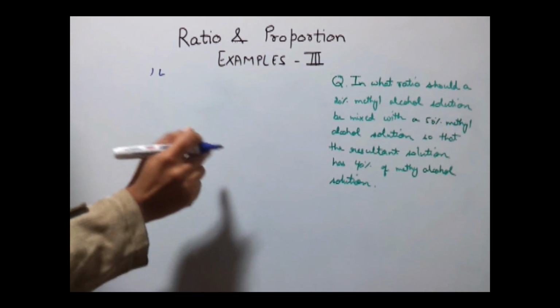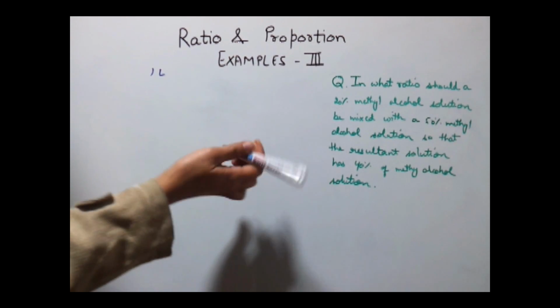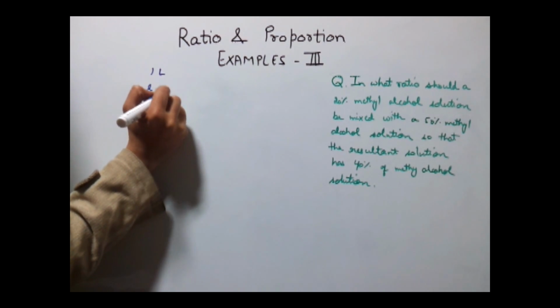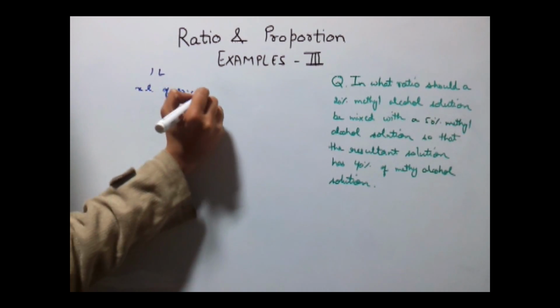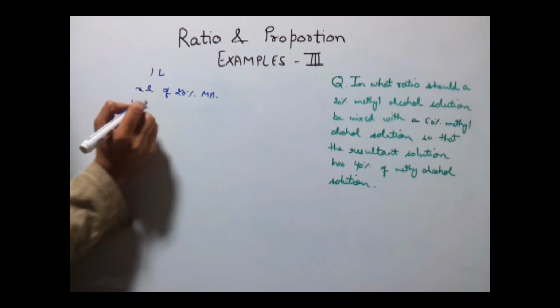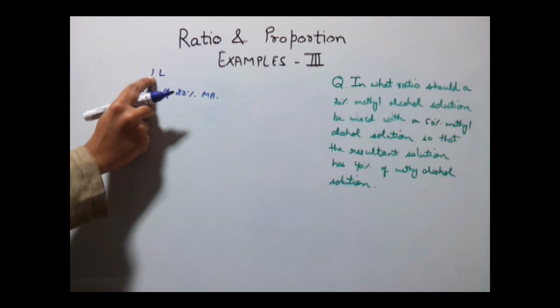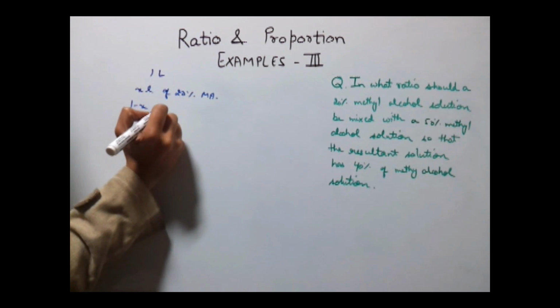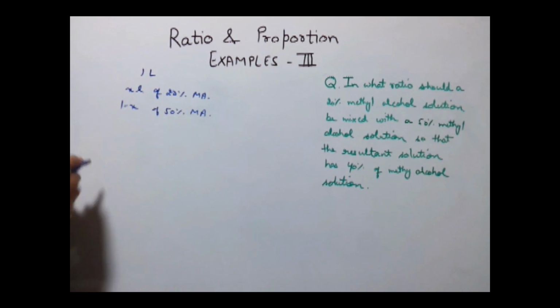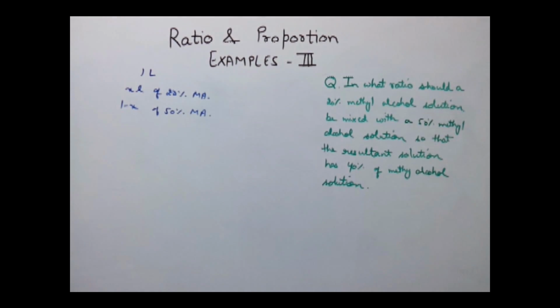Let us suppose that we add X liters of 20% methyl alcohol and 1 minus X, because we have supposed that we have 1 liter, of 50% methyl alcohol to form a 40% methyl alcohol solution.